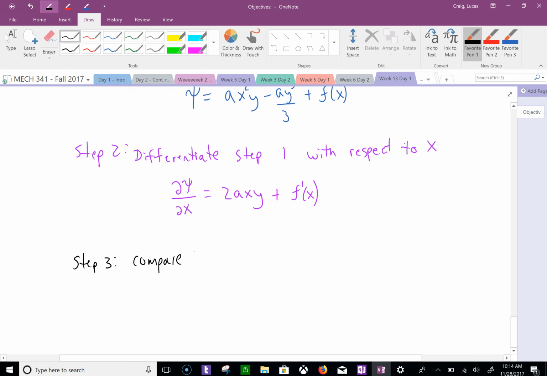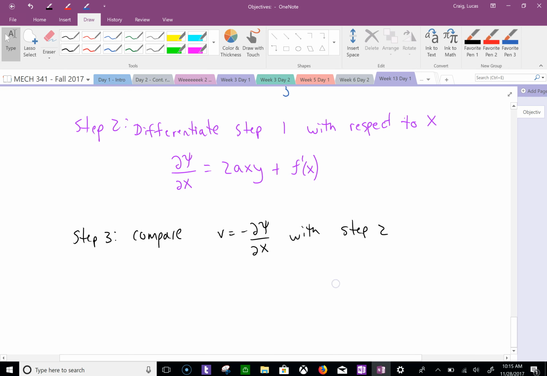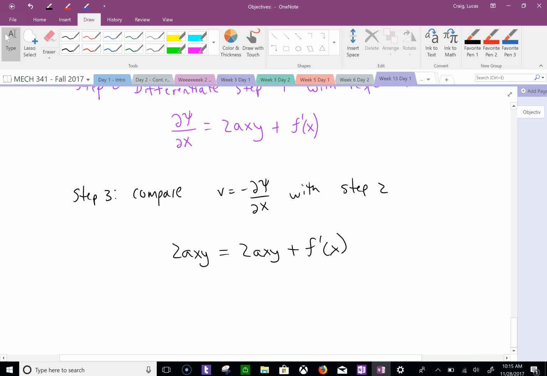Compare the v equation with step 2. Does everyone see that? Because we already have that. So it was 2axy, equals 2axy plus f prime of x. What does that tell us? f prime of x is 0.